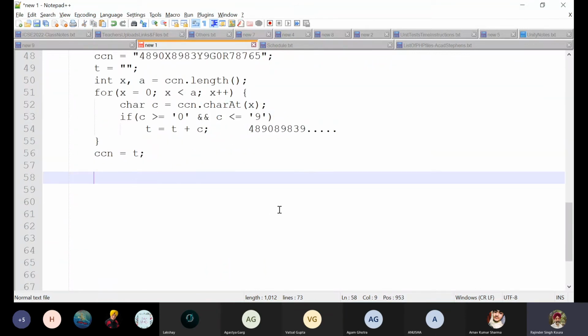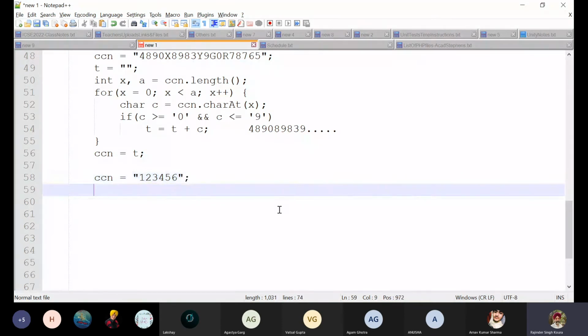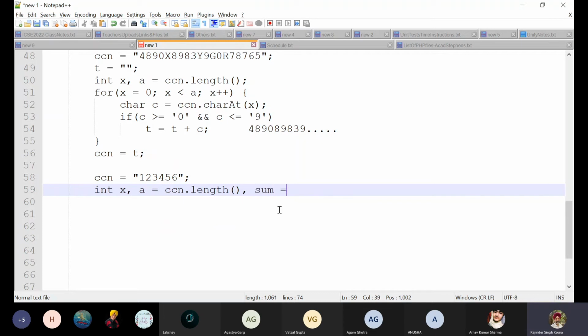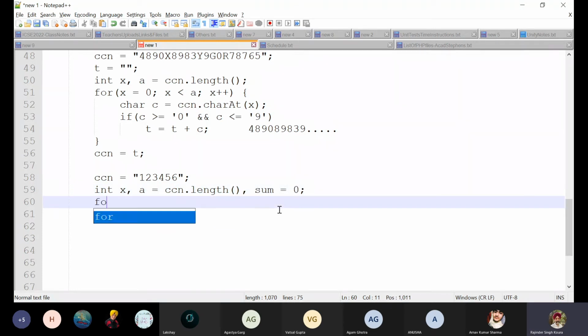Suppose I have CCN which is actually storing 1 2 3 4 5 6, okay, these digits only. I want to find the sum of all these digits. How am I going to do it? I will use X as a variable for the for loop, A as the length. And because I want the sum, I'll take sum as an accumulator.